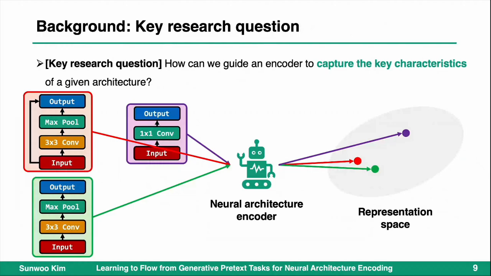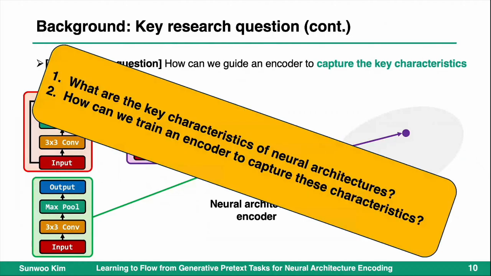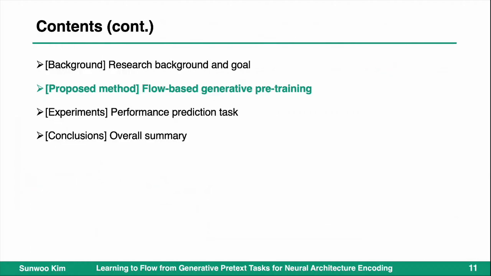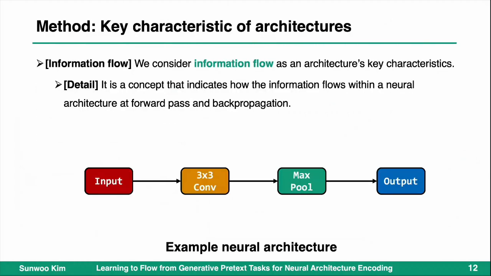Then, how can we train a neural architecture encoder to capture the key characteristic of a given architecture? Specifically, what are the key characteristics of neural architectures and how can we train an encoder to capture them? Let me introduce our proposed method. We consider information flow as the architecture's key characteristics. Information flow is a concept that indicates how the information flows within a neural architecture at forward pass and backpropagation.